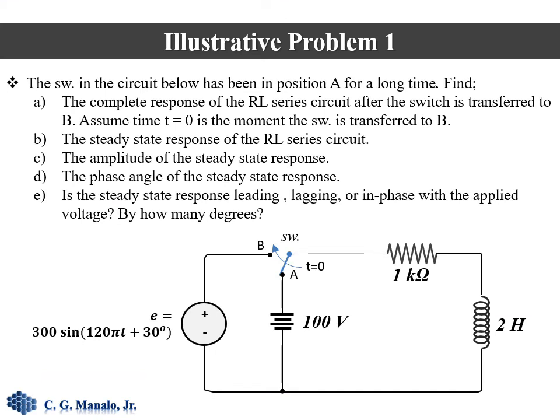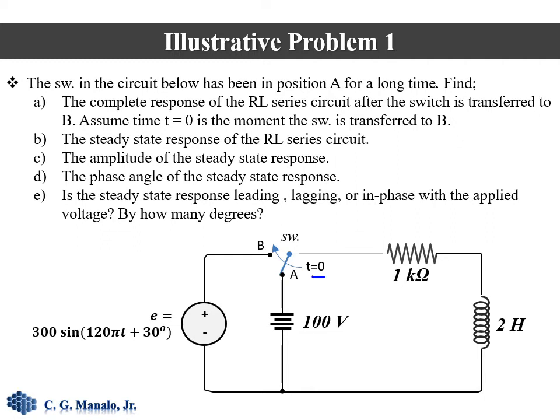Let's apply what we have discussed to a problem. So here we have a combination of AC and DC circuit. Before t equals 0, the switch is in position A for a long time.